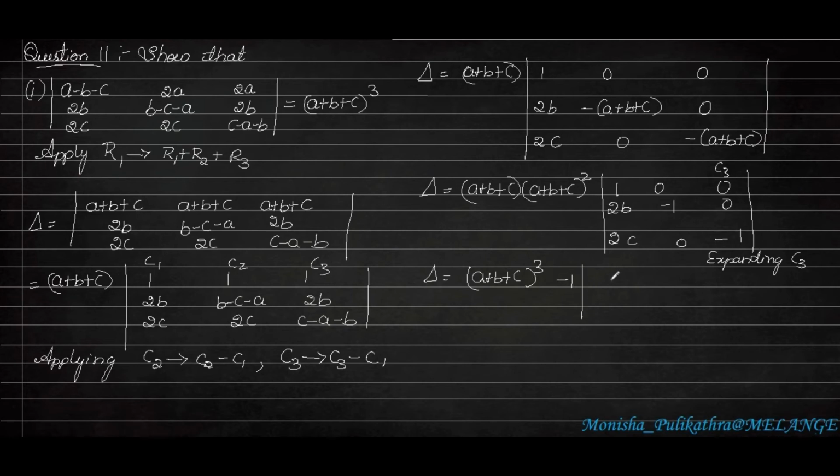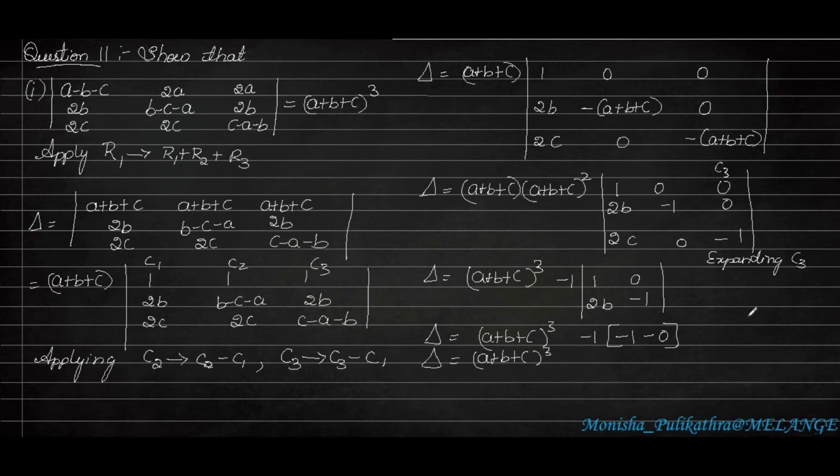So when I take minus 1, this row and this column get cancelled. Remaining will be 1, 0, 2b and minus 1. Okay, so delta is equal to a plus b plus c whole cube times minus 1. So 1 into minus 1 is minus 1. Here minus into 2b into 0 is 0. Okay, so delta is equal to a plus b plus c whole cube.